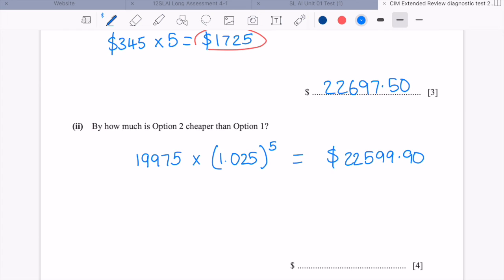So to find my final answer, to find out how much cheaper option 1 is, I need to subtract the 2 from each other. So 22,697.50 minus the 22,599.90, and that gives me my final answer, which is $97.60.